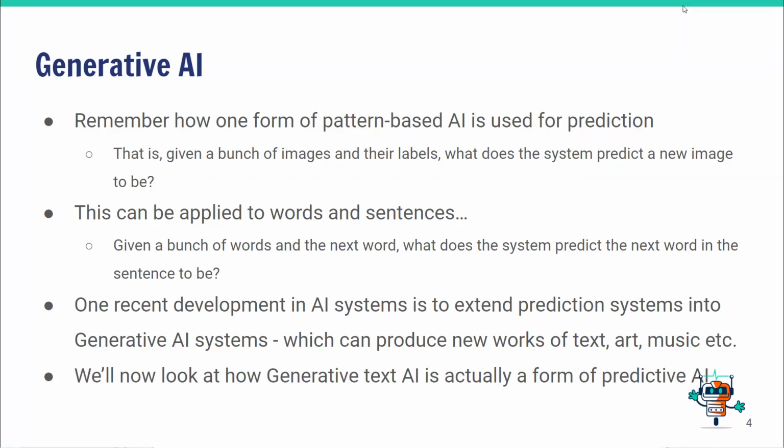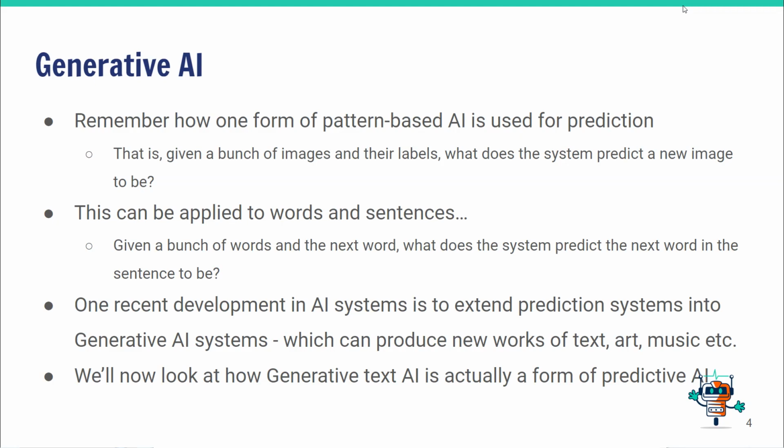So remember how we talked about one usage of pattern-based AI is for prediction? Well, this pattern-based prediction technology can also be used in words and sentences. So if we give the system a bunch of words, it may be able to predict what the next word in the sentence may be.